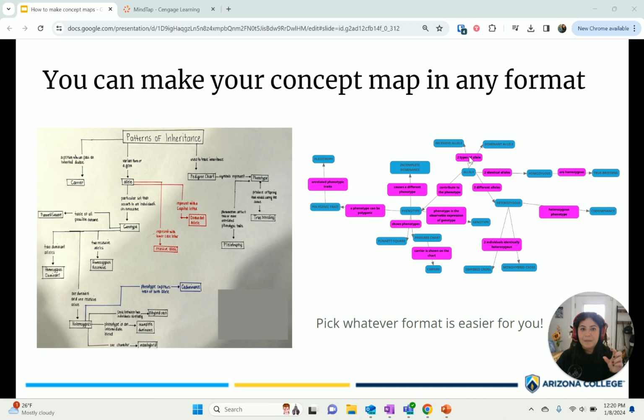I don't care what format you pick. You should pick whatever is easier for you. If you find that you're trying to use a website to make your concept map and it's taking you hours and hours to figure out the website, don't use a website. Just do it on paper. All that I ask is if you do it on paper that your handwriting is legible enough for me to read.